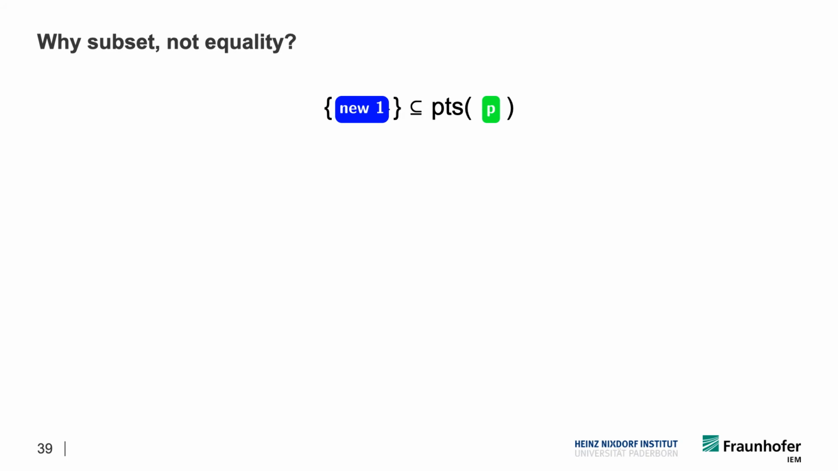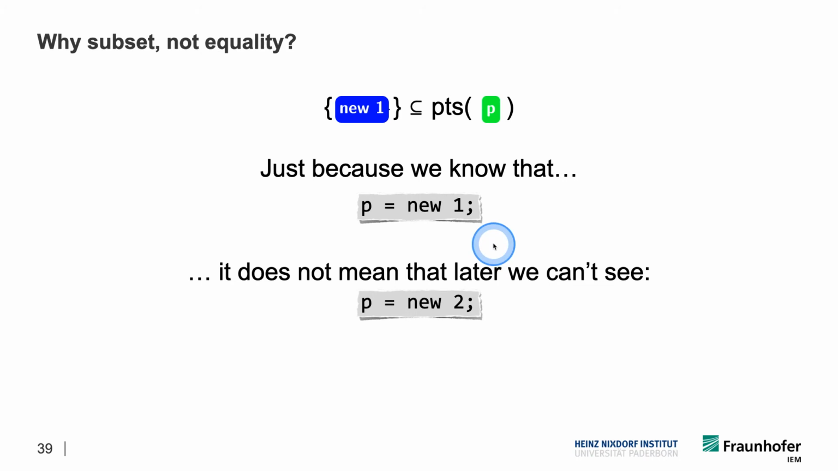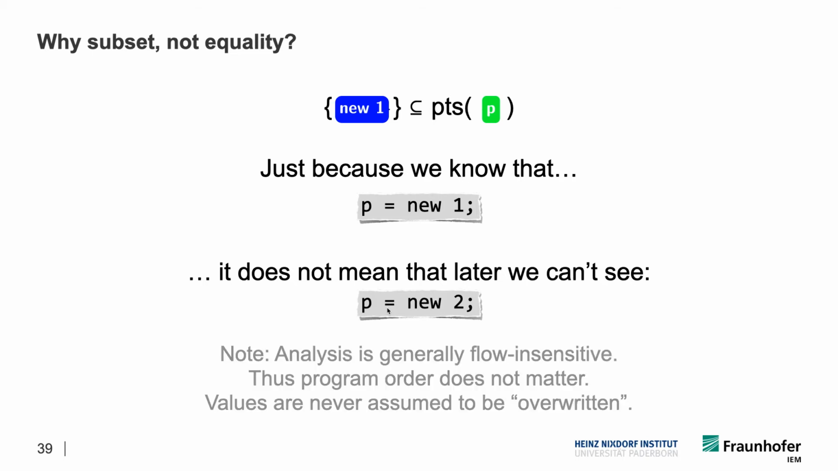Yeah, so like I said, why subset and not equality, right? So we can have other statements later in the program that still add other elements to the points-to set of P, right? And that's why we only have a subset equation here. Also note that the analysis is generally flow insensitive. So the program order does not matter, right? So we only know that something is being assigned, but not when something is being assigned.